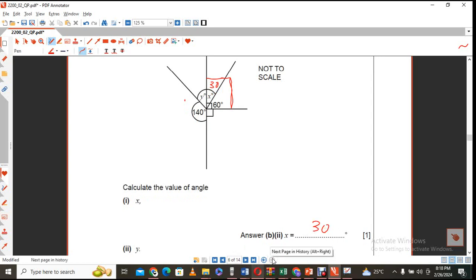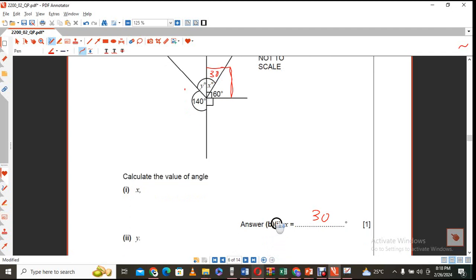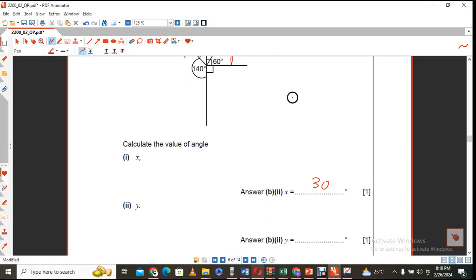Angle Y should be 40 degrees, and the reason is, you can see from the diagram on the other side, that angle Y plus angle 140 should give you 180. So Y plus 140 should be 180. So Y therefore is 40 degrees if you subtract 140 from 180.